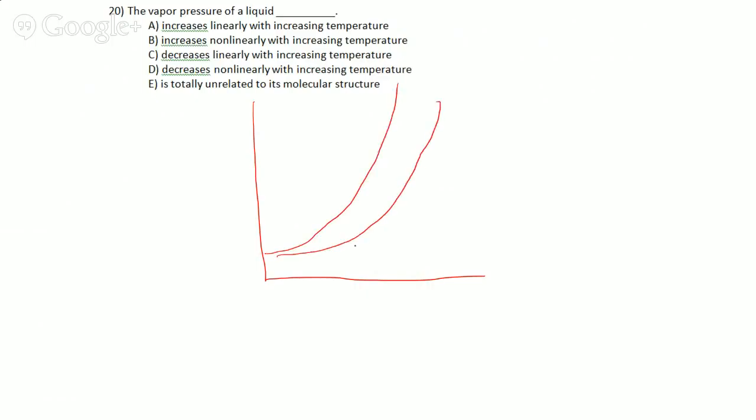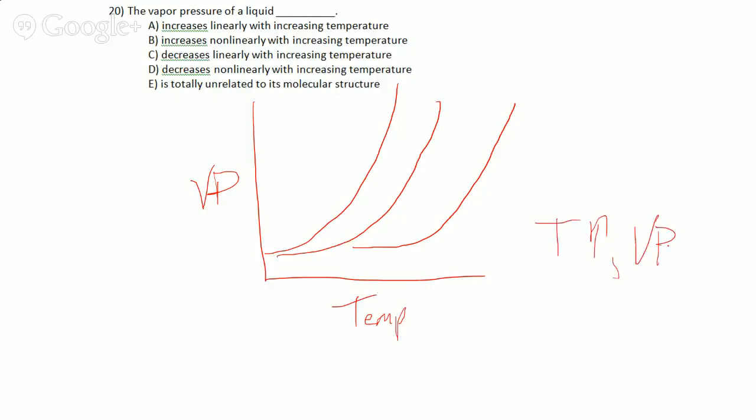20, the vapor pressure of a liquid blank. All right, well, let's think about this. You can probably recall these charts where you've seen curves that look like this, and then you got another substance that goes up like that, and another substance that goes up like that. Where this is T for temperature and this is vapor pressure. So if you take a look, as the temperature goes up, the vapor pressure goes up. But it's not linear. Linear would mean it's a straight line, but it's not. So it increases non-linearly with temperature. So the choice is B.